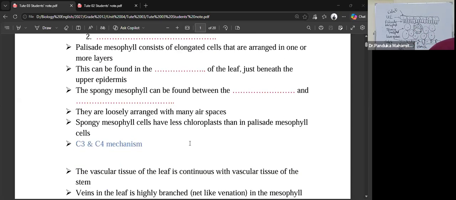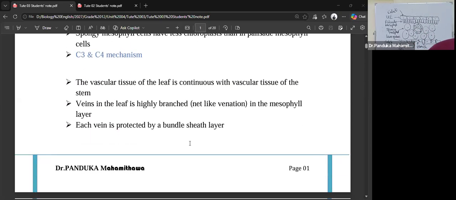So I have just remarked the C4 and C3 mechanism. If you have time, go back and recall the mechanism of C3 and C4. Photosynthesis is a very, very popular topic in biology, right? So you recall it and then it is easier for you to understand this anatomy.